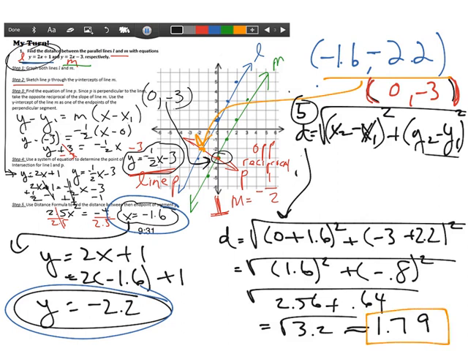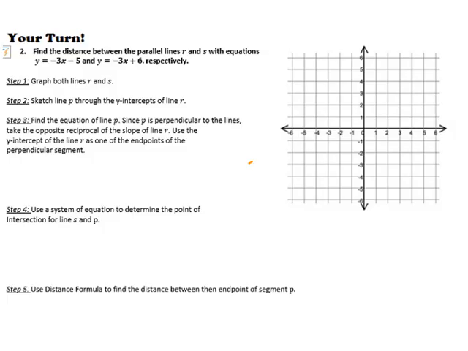And this, ladies and gentlemen, is so important because this is the distance between two parallel lines right there. I'll highlight it there in gold orange so you can take a look at that. All right, that was a lot. Let's go ahead and do another one. I know it says your turn, but we're going to do it together.